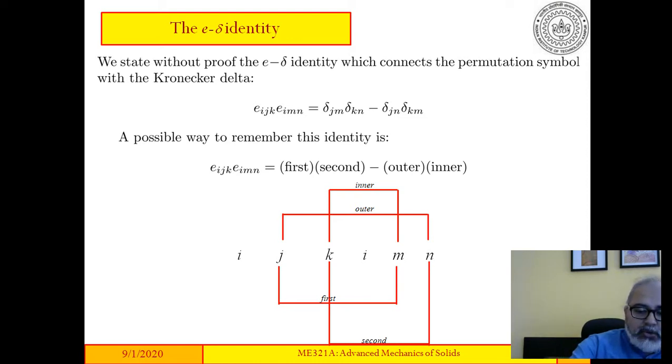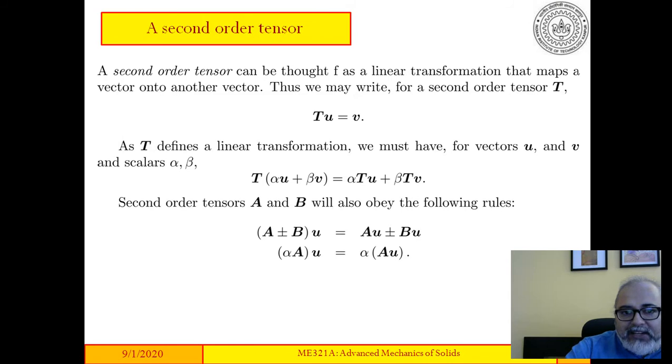I'll now go over to defining what a second order tensor is. We have talked about vectors so far. While I go to second order tensors, you still have to remember the Kronecker delta and the permutation symbol. With that in mind, let us define a second order tensor. As I have said, we will denote it by a capital bold letter. A second order tensor is a quantity that acts on a vector and gives another vector. So this is a linear transformation.